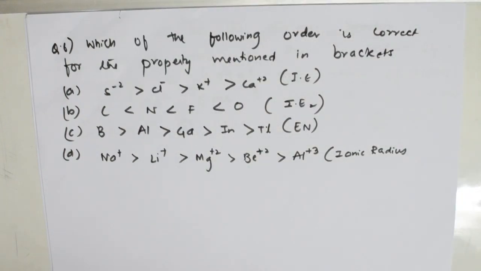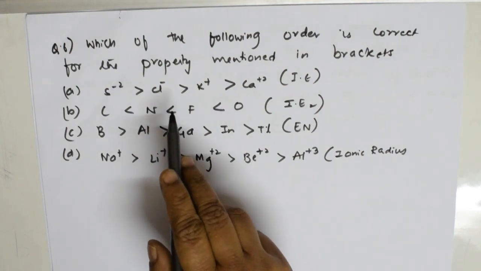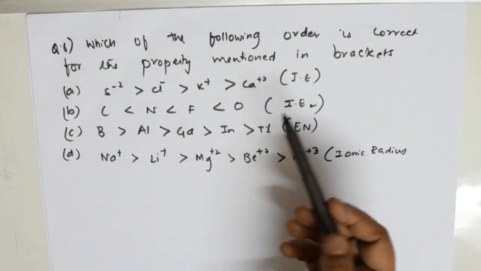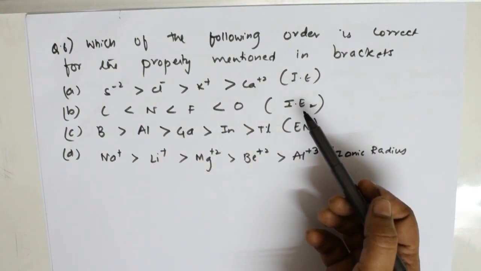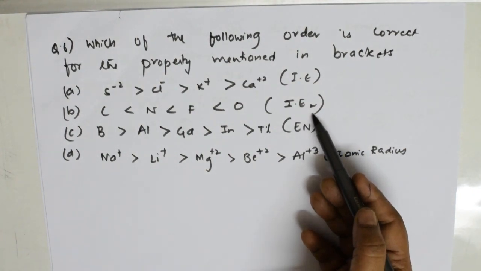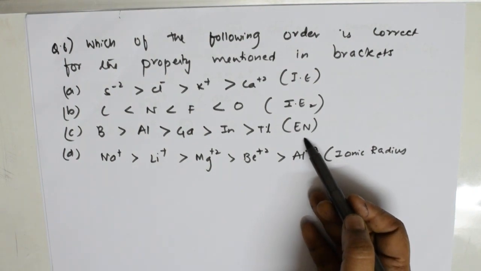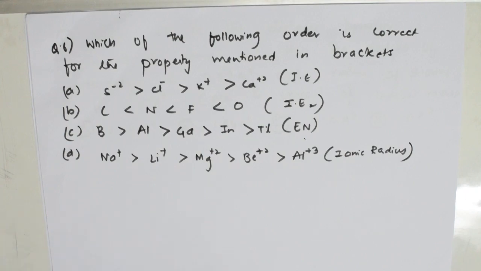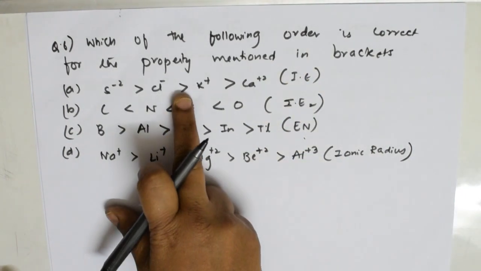solve the next question. Right, here what did they give me? Let me turn the page and come back to you. Okay, so here let us read this question. What do they give me? They said, which of the following order is correct for the property mentioned in the bracket? Okay, they have mentioned some properties here, i.e. ionization energy, again second ionization energy, E2 means second ionization energy, here electronegativity and ionic radius. I have to explain the order based on these characters, whether this is correct or wrong.